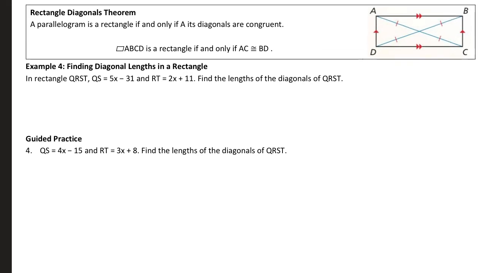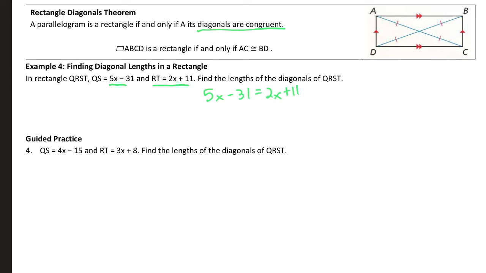So the last property we're going to talk about is rectangles. Okay, diagonals of rectangles. So a parallelogram is a rectangle if its diagonals are congruent. Diagonals are congruent. So example 4 is fairly straightforward. Finding the lengths of the diagonals, it's knowing that QS and RT are diagonals. We're going to find the lengths of those diagonals.